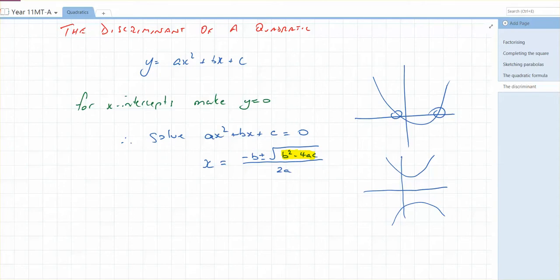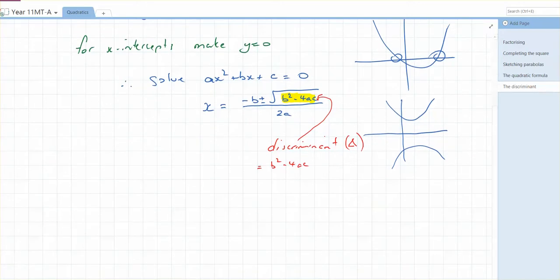So the discriminant is that value in there. It's called the discriminant. It's equal to b squared minus 4ac, and that value is of great interest to us. And there's a symbol for the discriminant. It's this little triangle. So we're going to start using that from now on. The discriminant is b squared minus 4ac. Okay, so let's have a look at the three cases.